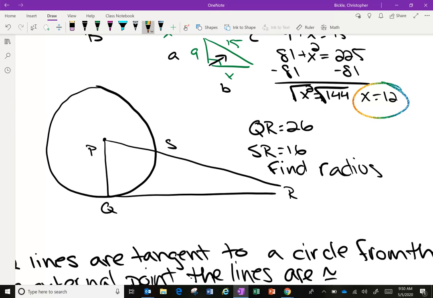So I'm going to go ahead and label this for you guys. QR was 26, so QR is this bottom side right here. So let's put our 26 there. They told us that SR was 16. So they gave us this length outside the circle again, but last time they gave us this distance. Now they want us to find the radius, so I'm going to put an X there. Now go ahead and pause.